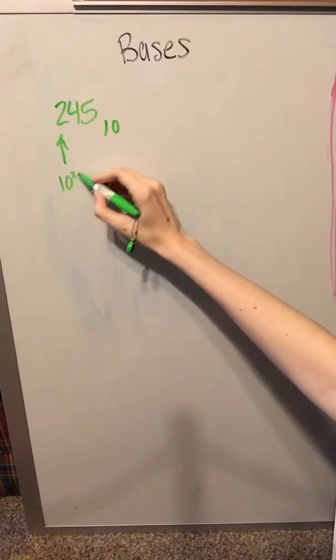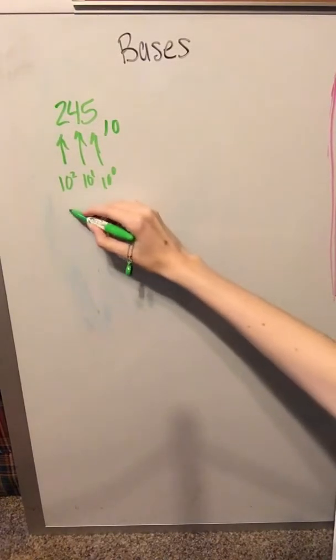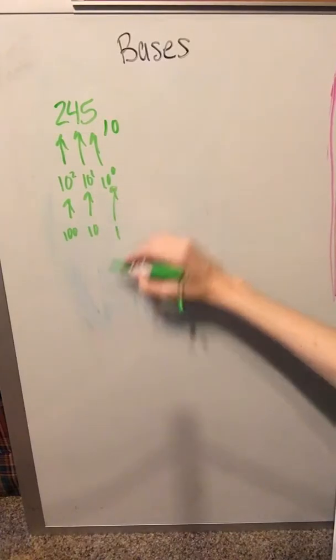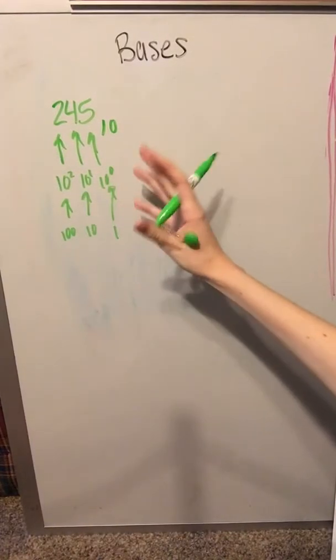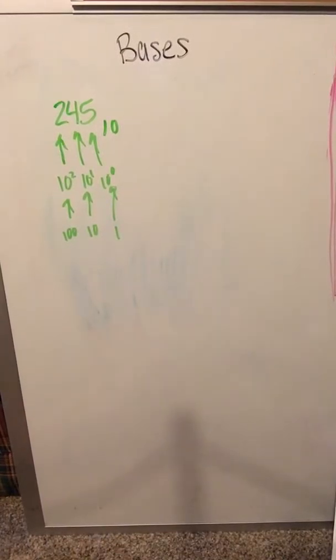So this is 10 squared, this is 10 to the first, and this is 10 to the 0th, which is equal to 100, 10, and 1. So these are the place values. So this is 1's place, 10's place, 100's place. And so you know what that means because you've used numbers like this in everyday life all the time.